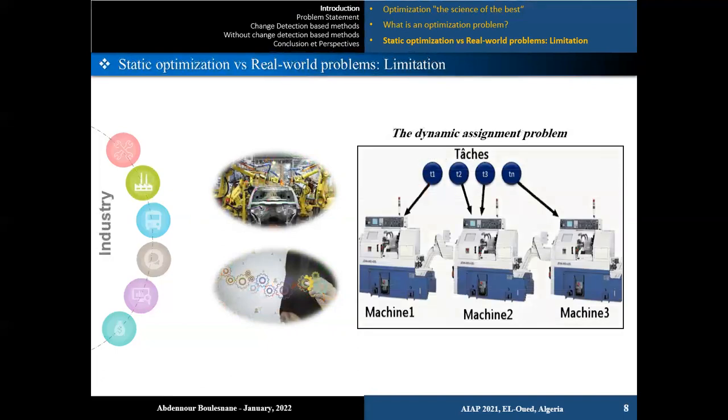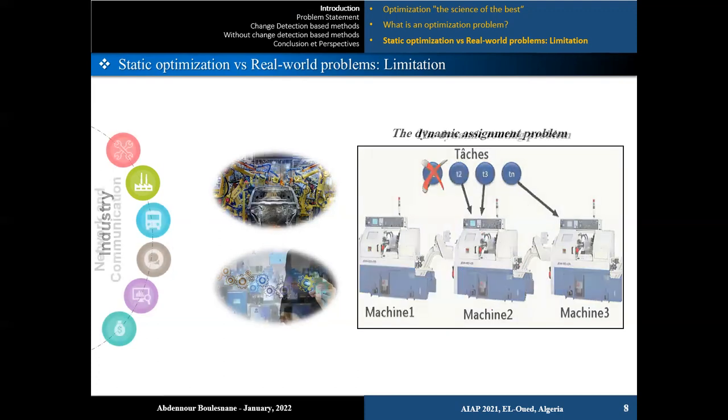In industry, we can see the dynamic task assignment problem, which consists of distributing a set of tasks over several machines so as to minimize the time required to process these tasks. The dynamic aspects in this problem can be seen in the fact that these tasks can appear or disappear at any time, and even machines can break down. So the dynamic optimization algorithm must find the optimal solution in each of these situations.